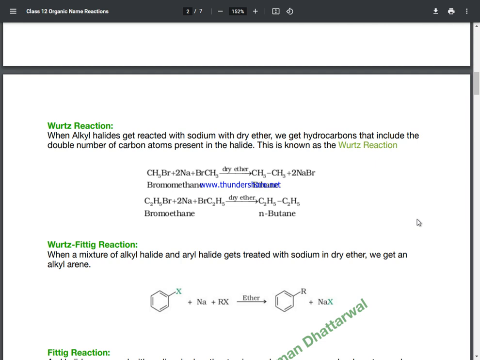Wurtz reaction. When alkyl halides react with sodium in dry ether, we get hydrocarbons that include double the number of carbon atoms present in the halide. This is known as the Wurtz reaction.